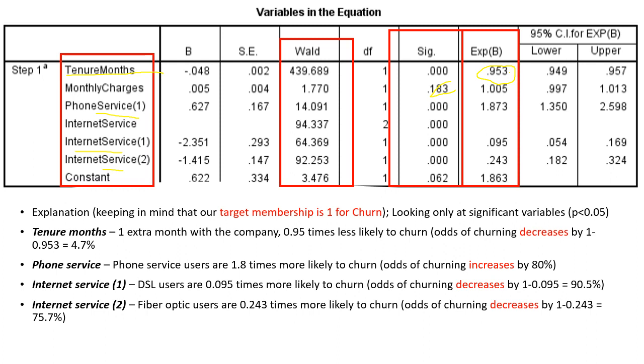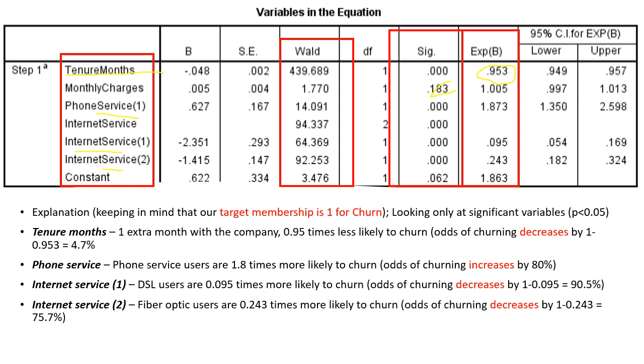Then we look at phone service. Phone service is a 1.873. So if you transform this into odds ratio, again bearing in mind that our target membership here is 1, that means for churn, so it's higher than 1, so we don't have to take a 1 minus something.